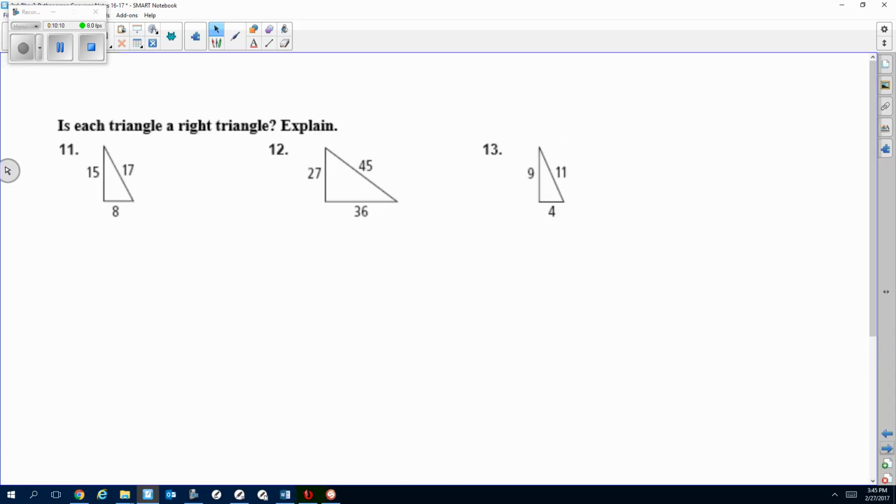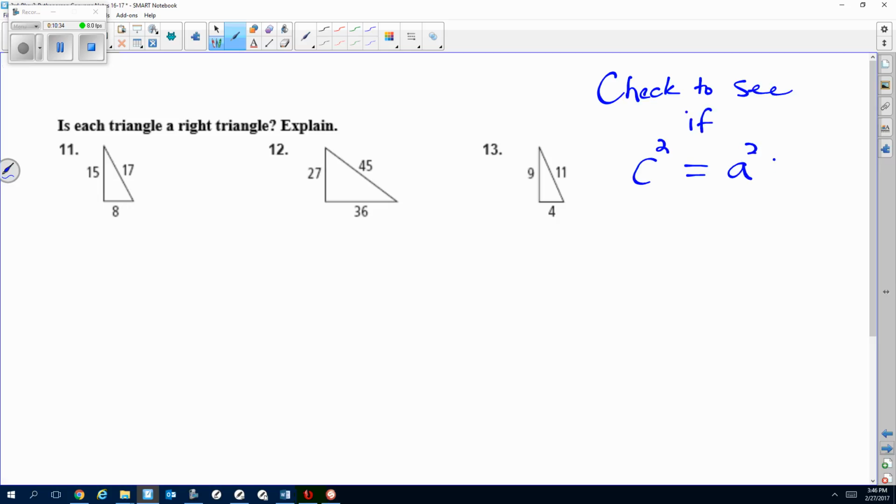Now, the last section, it says, is each triangle a right triangle? Explain why. So this is when we are going to compare the longest side to the other two sides. We're going to check to see if c squared equals a squared plus b squared. Okay, so with that being said, we're just going to substitute the parts.